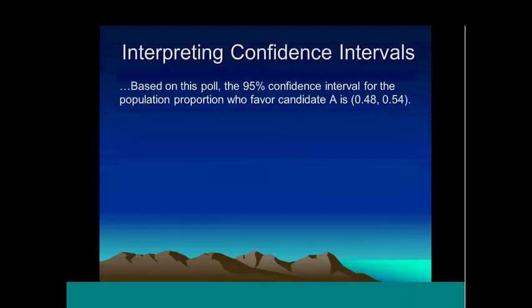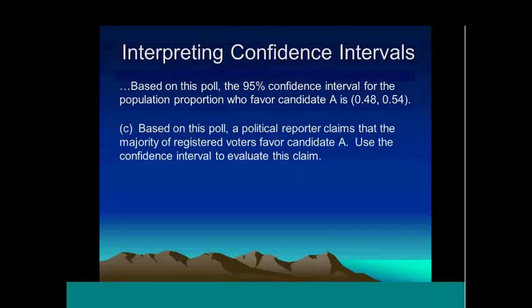Part C of our question is looking ahead to other parts of inference. Based on this poll, a political reporter claims that the majority of registered voters favor candidate A. Use the confidence interval to evaluate this claim. So now we're using the confidence interval to make some decision about this supposed parameter value.